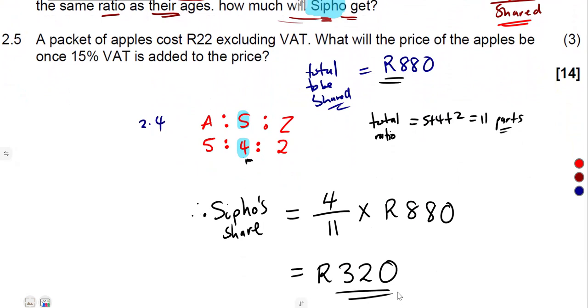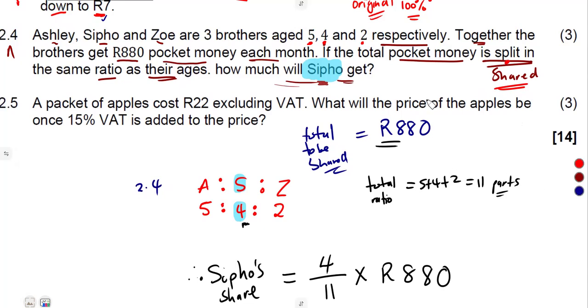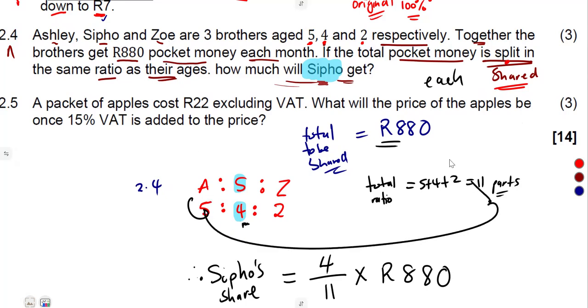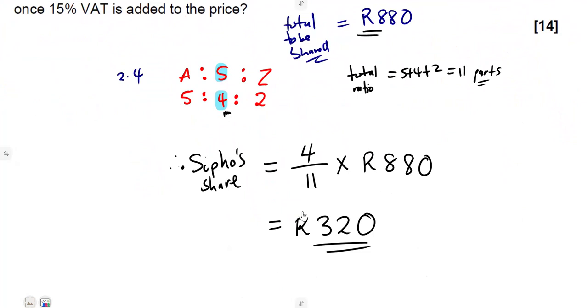If the question was, what was the share of each, you calculate for Ashley, Sipho, and Zoo. So Ashley, 5 out of 11 times the total. Zoo, 2 out of 11 times what they are sharing. But as for Sipho, this is it.